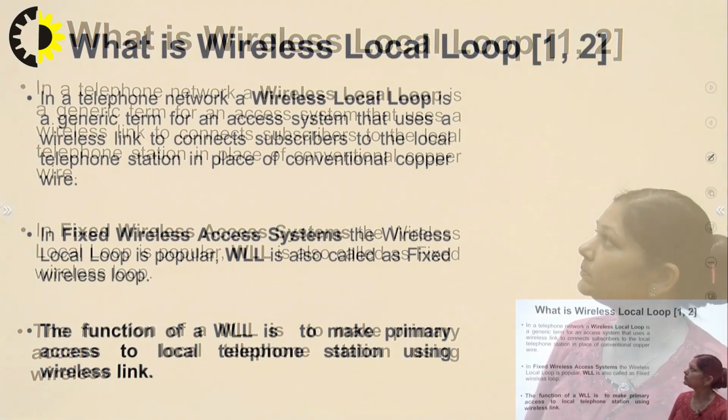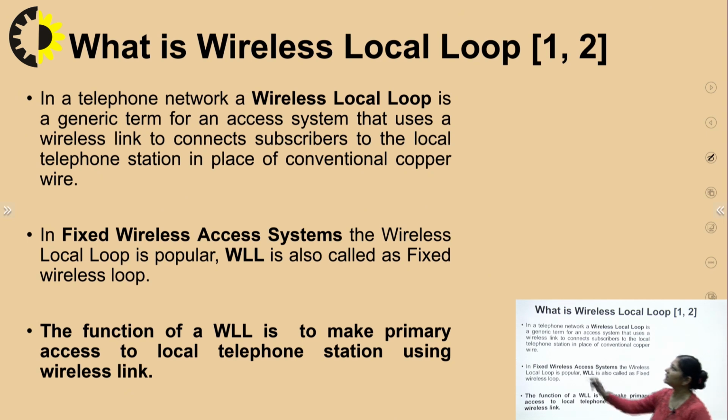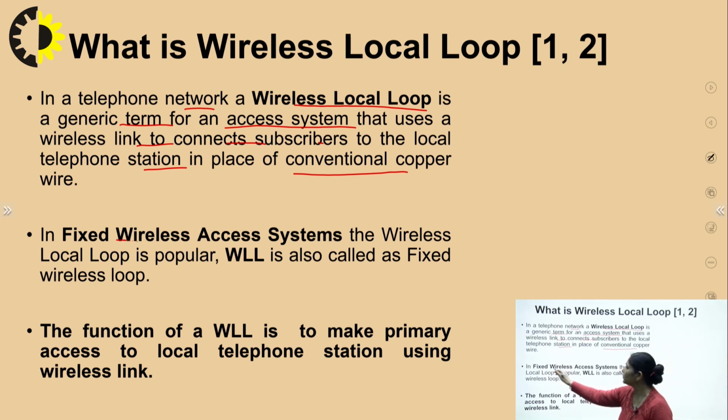Now coming to the topic of wireless local loop, it is a telephone network. A wireless local loop is a generic term for an access system that uses a wireless link to connect subscribers to the local telephone station in place of conventional copper wire. So, in a general telecommunication system, we use a copper cable to connect the various users. Now, rather than using a copper cable, if we connect the users wirelessly, then the connection will be called wireless local loop. In fixed wireless access, what is this access? This is the end point of the network where the user can access the network.